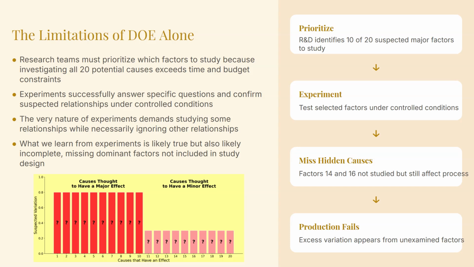For example, factors 14 and 16 may not be studied, yet still influence the process. As a result, excess variation can appear from unexamined factors, and what we learn from experiments may be incomplete, missing dominant factors not included in the study design.